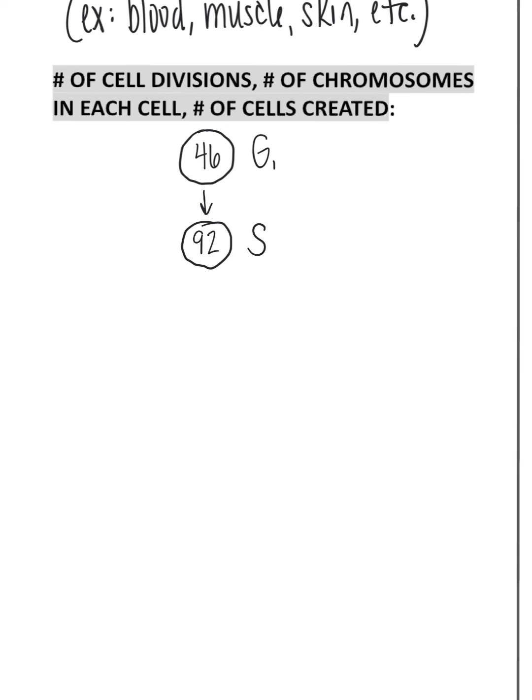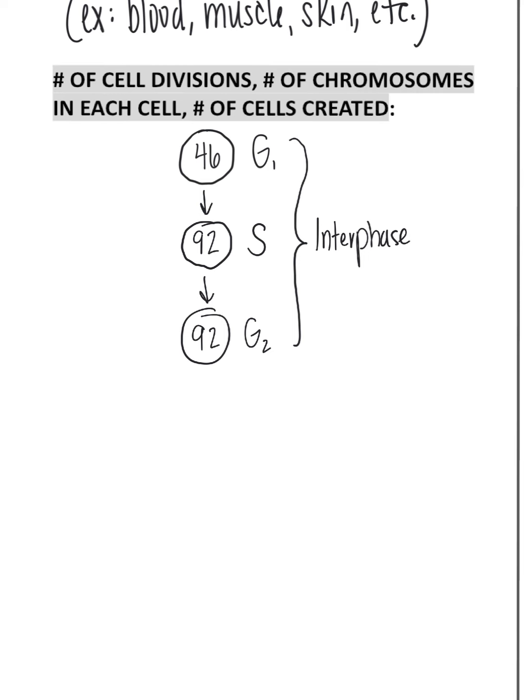After the cell synthesizes or replicates its DNA, it's going to go on to G2 phase. During G2 phase, it's pretty similar to G1. The cell is going to grow and get bigger, and it's going to make sure it has enough organelles in order to go through cell division. So again, these three steps we're calling interphase.